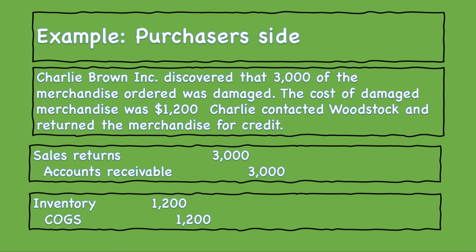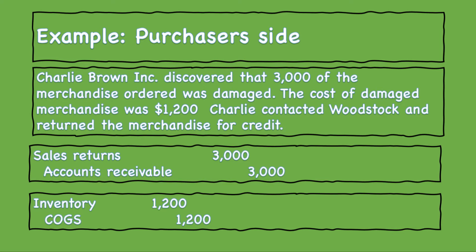What journal entry do we need to do? Well, previously we recognized that we had a receivable and we recognized that we had sales. Some of those sales and some of that receivable isn't owed to us anymore. We don't have that sales anymore. We don't have that receivable anymore. Why? Because there was a return. So what do we do in that case? Well, we have to debit sales returns account.